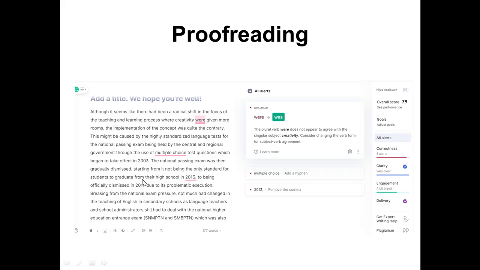The students to graduate from their high school in 2013. Okay, those are the power of proofreading. Instead of using were, use was. Multiple choice. Add the hyphen. Multiple-choice. Remove the comma. Okay. Those are the proofreading. Was multiple choices, use hyphen, remove comma.